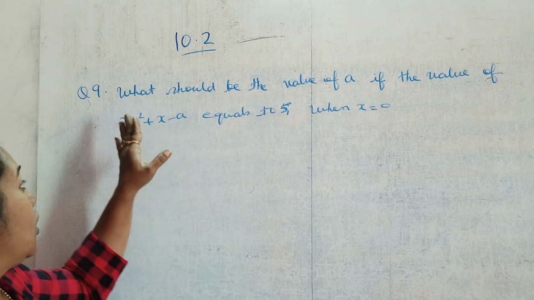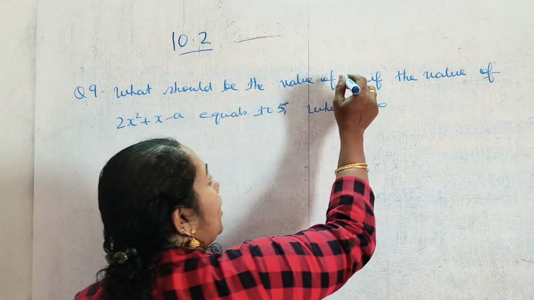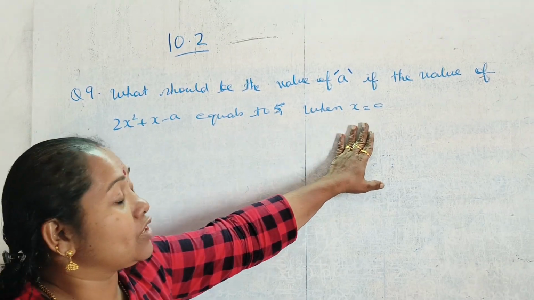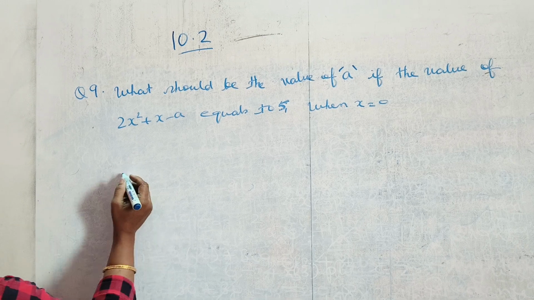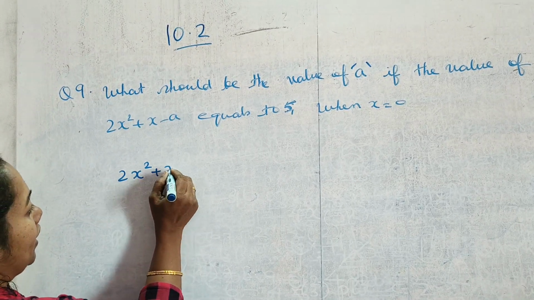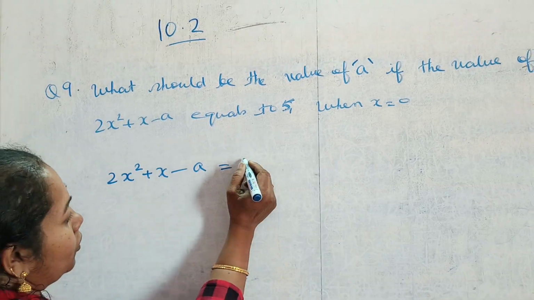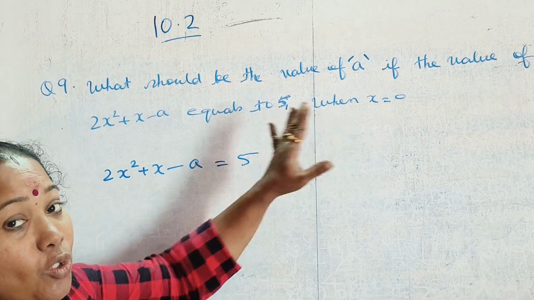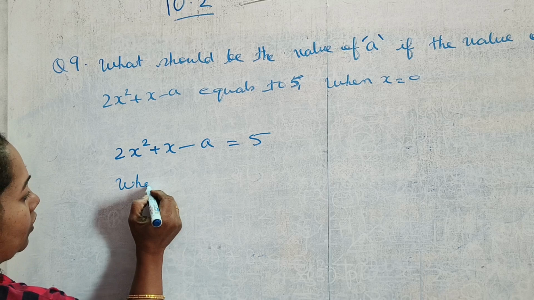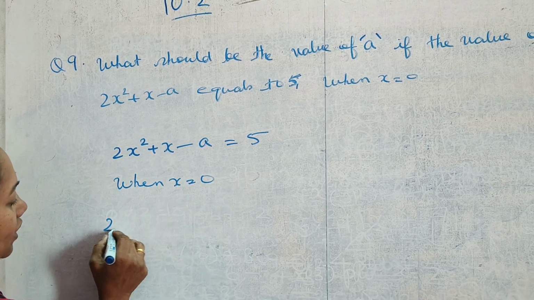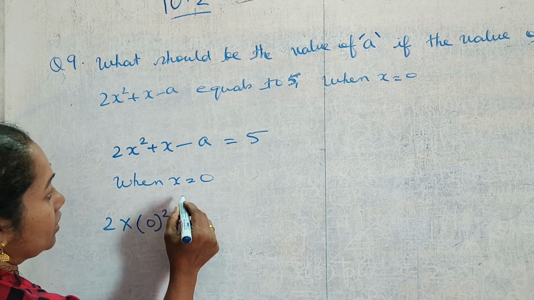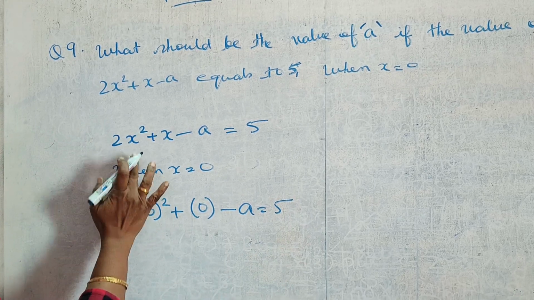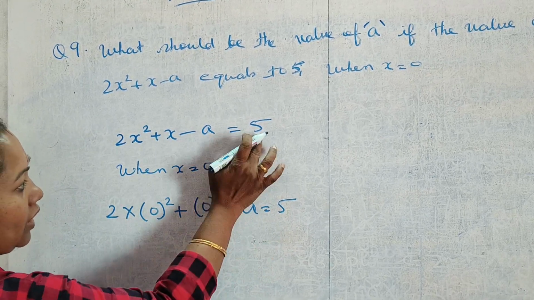Okay. Question number 9. What should be the value of a? We have to find the value of a if the value of 2x square plus x minus a is equal to 5 and when x is equal to 0. So 2x square plus x minus a equals 5, and we have to put the value of x as 0. When x is equal to 0, put it here: 2 into 0 squared plus 0 minus a is equal to 5.